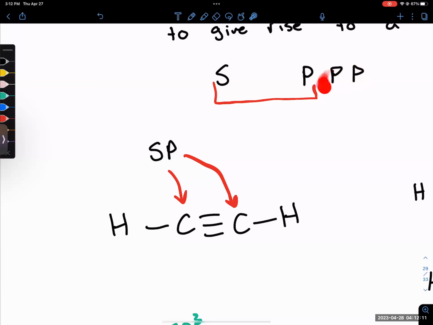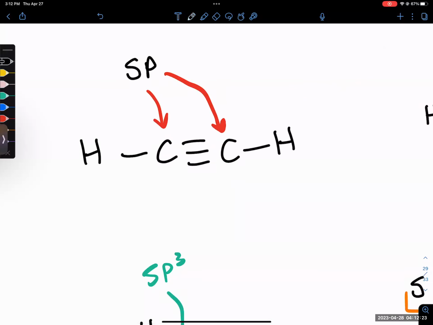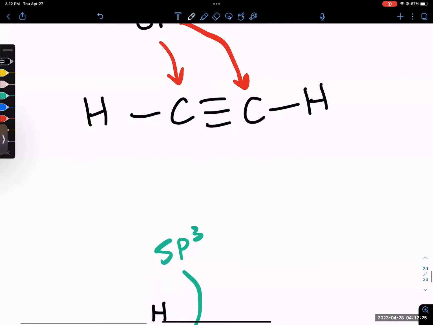And if we look here, on this one we used one s orbital and one p. Well, we still have two p orbitals left over, and these p orbitals contribute to the triple bond that we see. So we see a triple bond because there are two leftover p orbitals. Let's say these two green ones are going to be our pi bonds, and this red one here is going to be our sigma bond. Well, this is also our sigma bond.